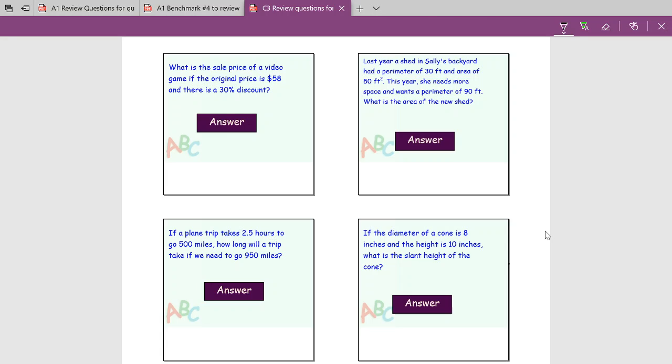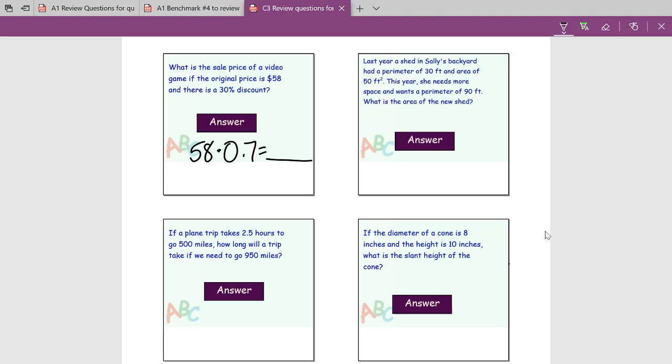If I were to look at number 1 here, what is the sale price of a video game if the original price is $58 and there is a 30% discount? Well, what I would do here is say 58 times what I have left. Well, if there's a 30% discount, that means that I have to pay for 70%, which as a decimal is 0.7. And I could find my answer pretty quickly doing it that way. Other ways to do it, of course, too.